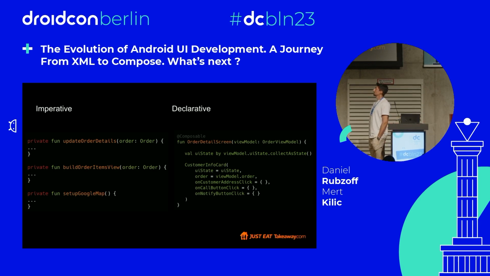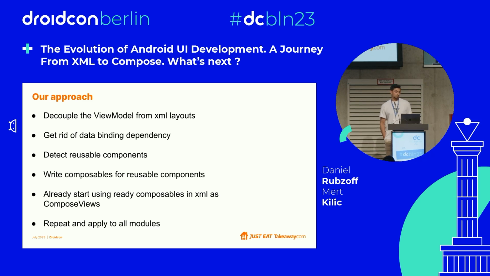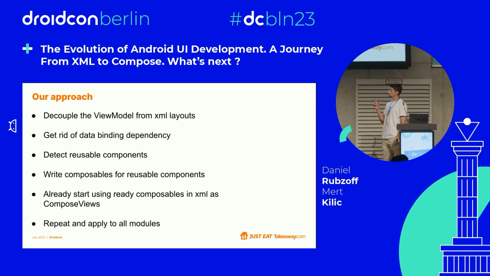By the way, funny that both of the code blocks are from the same project, as we're slowly also abandoning the imperative view approach. I would like to give you a bit more detail, in a nutshell, on how we're doing this. Our approach is to decouple the view model from the XML layouts, getting rid of the data binding dependency module by module, detect the reusable components, write composables for those reusable components, already start using those ready composables in XMLs, and repeat and apply this all over the modules.